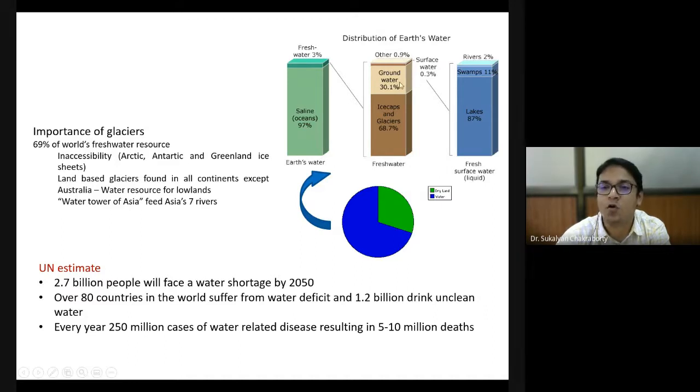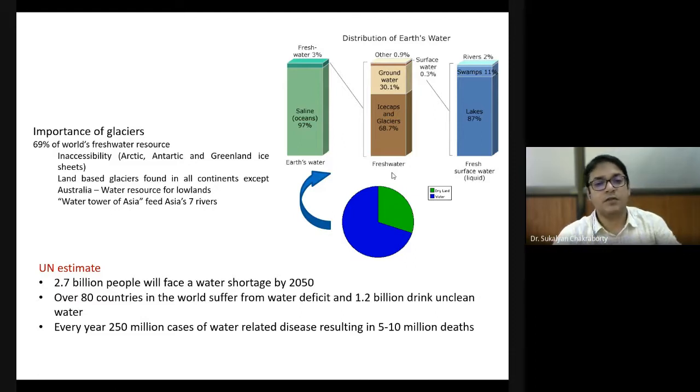We are utilizing all three resources actually: groundwater, surface water, as well as glaciers, because these glaciers are the sources of water to the major rivers of the world. Surface water, again, if you see, 87% is in the lakes, 11% in swamps, and 2% in the rivers. So we need to manage very efficiently this freshwater resource that we have.